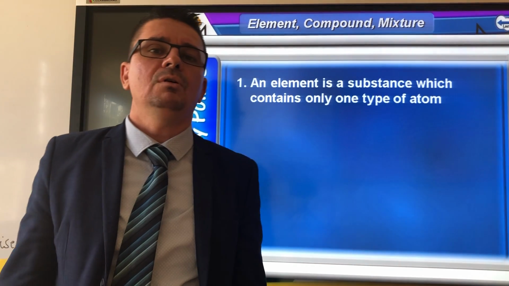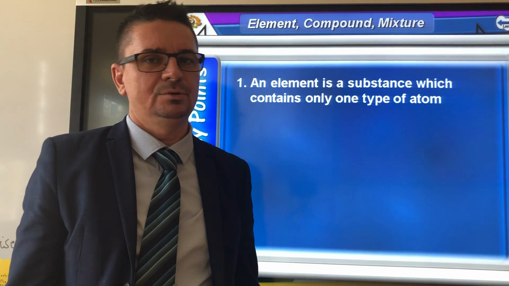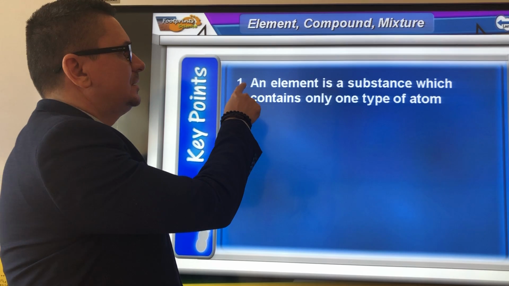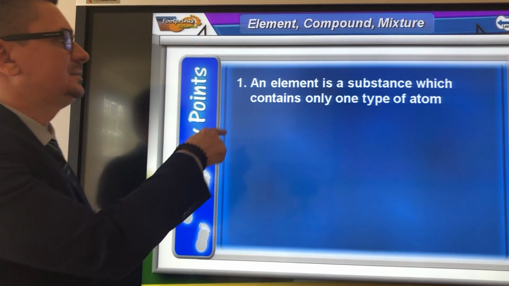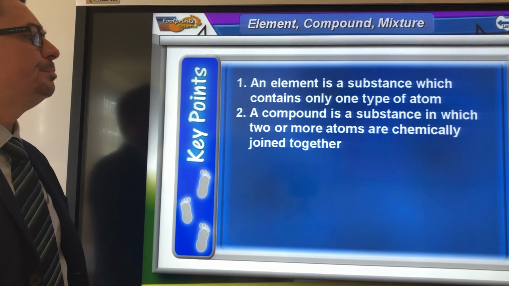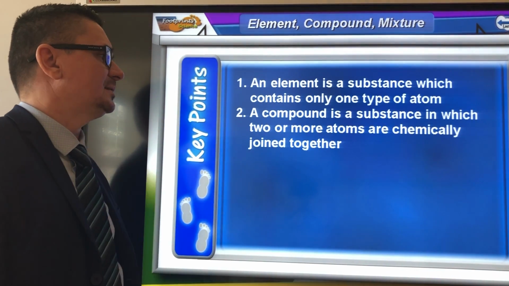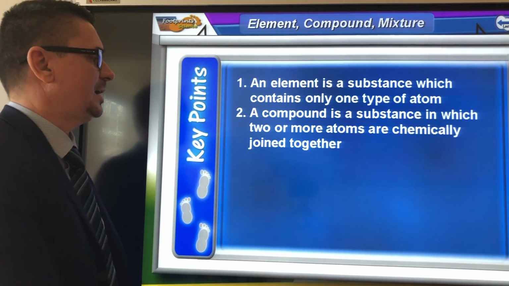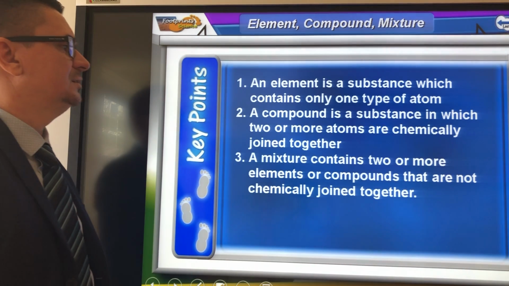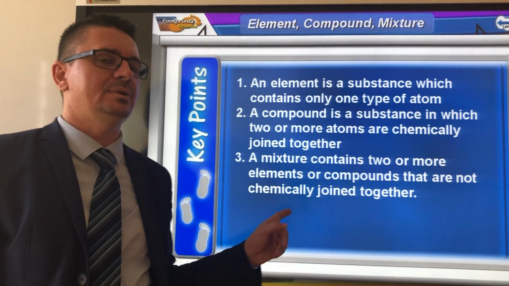You know, all objects have different elements. We called them particles so far, but I would like you to remember that an element is a substance which contains only one type of atom. A compound is a substance in which two or more atoms are chemically joined together. And we have one more thing here. A mixture contains two or more elements or compounds that are not chemically joined together.